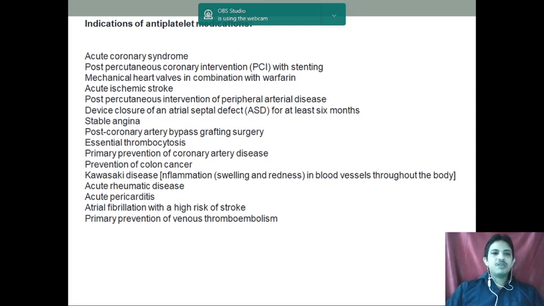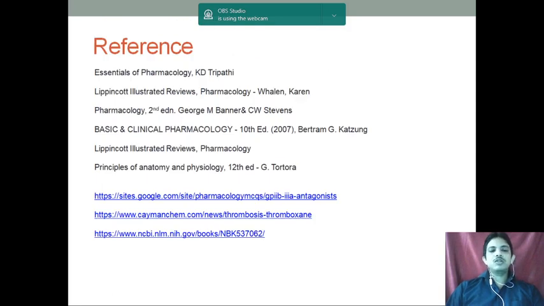percutaneous intervention, post coronary artery bypass grafting surgery, essential thrombocytosis, prevention of colon cancer, coronary artery disease. Then inflammation or swelling of the blood vessels throughout the body, that is known as Kawasaki disease, acute rheumatic condition, acute pericarditis, atrial fibrillation, and venous thromboembolism. So in such conditions, these antiplatelet drugs can be used. Clear? So you should go through all those things, and if you have any doubt, we can discuss further. You can go through this reference also.